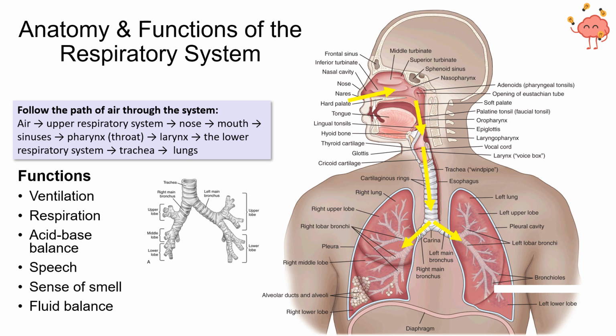Other functions of our respiratory system that we may not necessarily think of right away is speech. Okay, the movement of air through our vocal cords allows vocalization of words and speech. Sense of smell, the movement of air through the nose will allow us to smell odors in the environment. And then also of note is fluid balance. So water is excreted as water vapor when we exhale. Okay, so we also take that into consideration with our body's fluid balance.